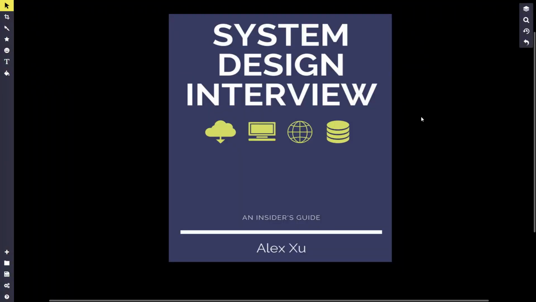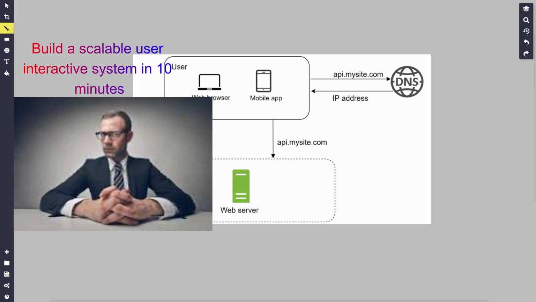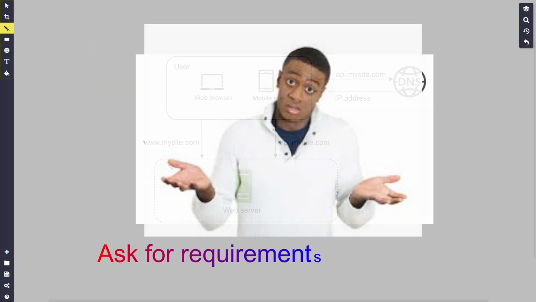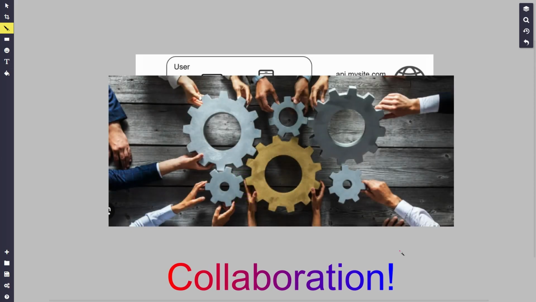Hey folks, today we are going to go through the system design interview. Imagine in the interview, you are given 10 minutes to build a user interactive server. What would you do? Now, the first rule of system interview is always take the question back if the requirement is too vague. The most important thing is collaboration because apparently you cannot build the system just by yourself. So they may want to just build the system with you or help you to build your system.